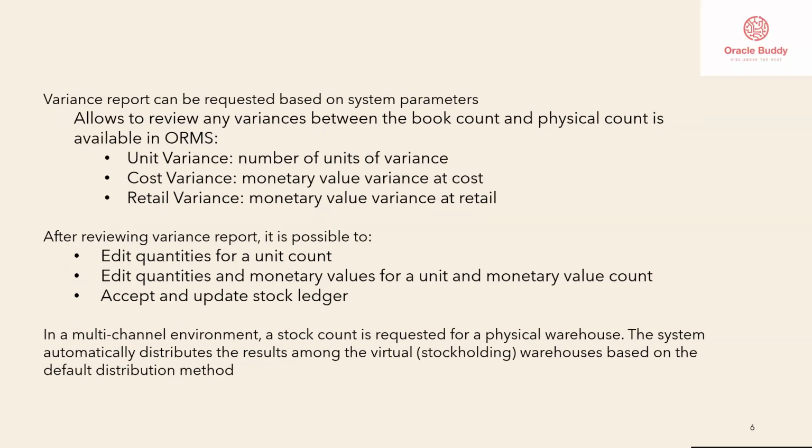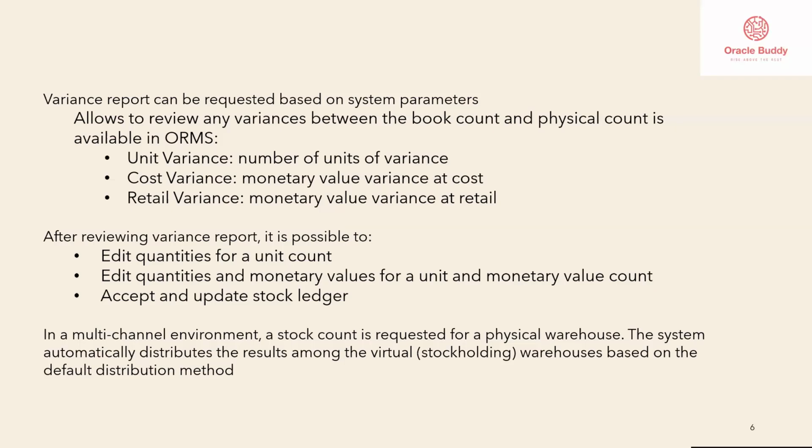A variance report can be requested based on system parameters. It allows you to review any variance between the book count and physical count available in ORMS. Unit variance is the number of units of variance. Cost variance is the monetary value variance at cost, and retail variance is the monetary value variance at retail. After reviewing the variance report, it is possible to edit quantities for a unit count, edit quantities and monetary values for a unit and monetary value count, accept, and update the stock ledger.